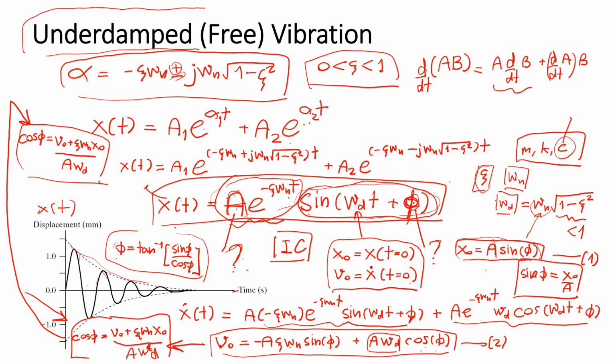It's just A omega d. We don't have a square. We just move this to be the denominator. So it should be only A multiplied by omega d, not omega d squared.